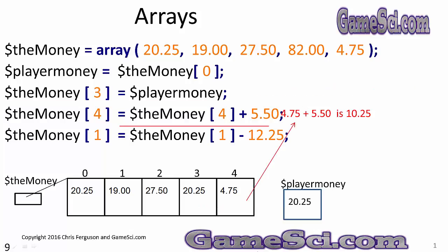And we can do some math on it. Let's go ahead and pull the number out of the money position 4. Now again, the arrow is showing you where I'm grabbing this data from. In position 4 or index 4 is a 4.75.